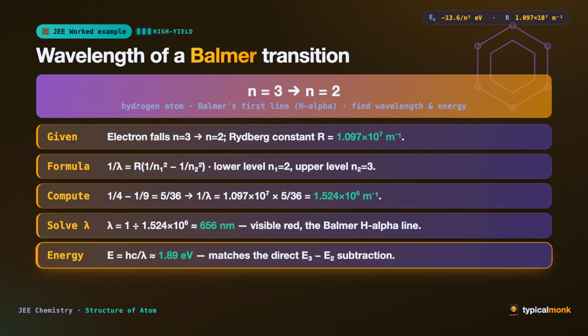Step 5. The energy. Energy equals hc over lambda, and working that through gives about 1.89 electron volts. The very same number you would get by simply subtracting the third and second Bohr levels. 2 methods, 1 answer. That is how JEE checks that you truly understand the ladder.